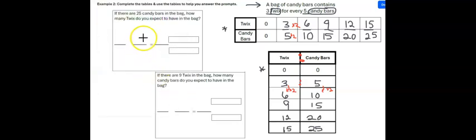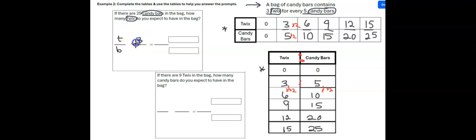Okay, now let's get to these problems. So the first one says, if there's 25 candy bars in the bag, so candy bars is your unit, we're going to circle those units. How many Twix? We're looking for the Twix. So I'm going to go Twix, the candy bars. I'm just going to use B for bar. And there's 25 candy bars, so that goes in the bottom. That's all of them. And we're going to put first the rate they gave us. Start with the rate they gave you.